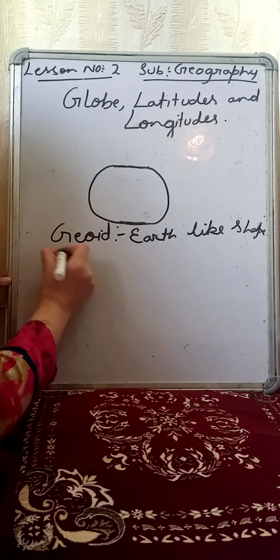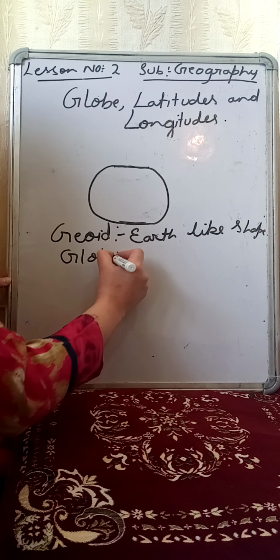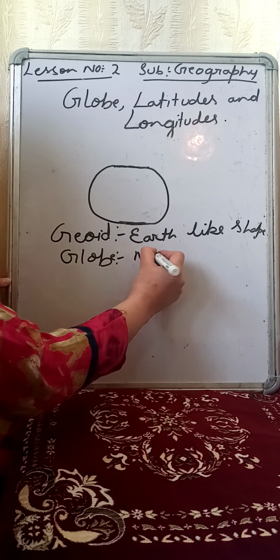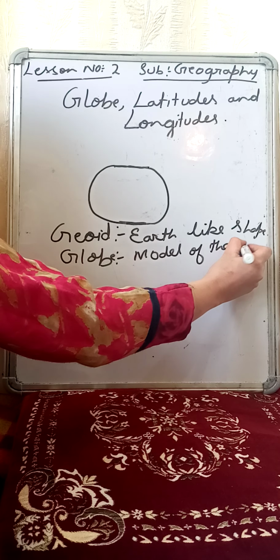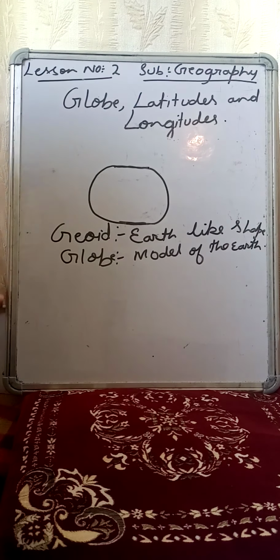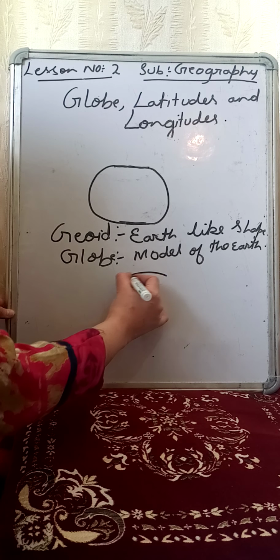We can exactly know the shape of our earth with the help of a globe. Globe is the model of the earth. Okay, got it? Globe is the model of the earth with the help of which we come to know the exact shape of our earth. It's like this.